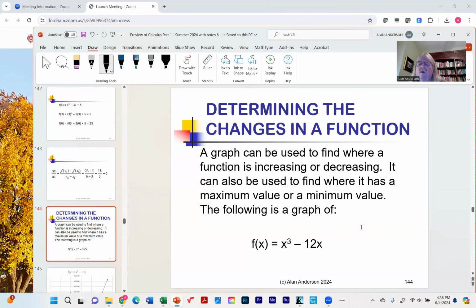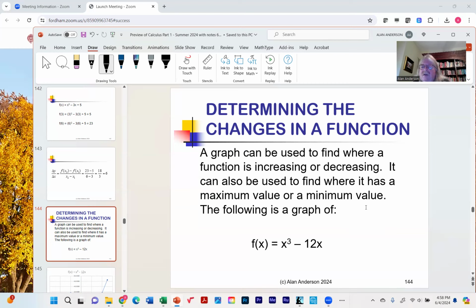Now, sometimes we want to look at a function and determine the range of values over which it may be increasing or decreasing, or even where it may reach a minimum or a maximum value. We're going to see a lot of that in chapter 2, I believe, when we introduce derivatives. We're only going to introduce the subject now. We can see how to do this, but it's going to be a lot simpler and easier when we get to derivatives in chapter 2.